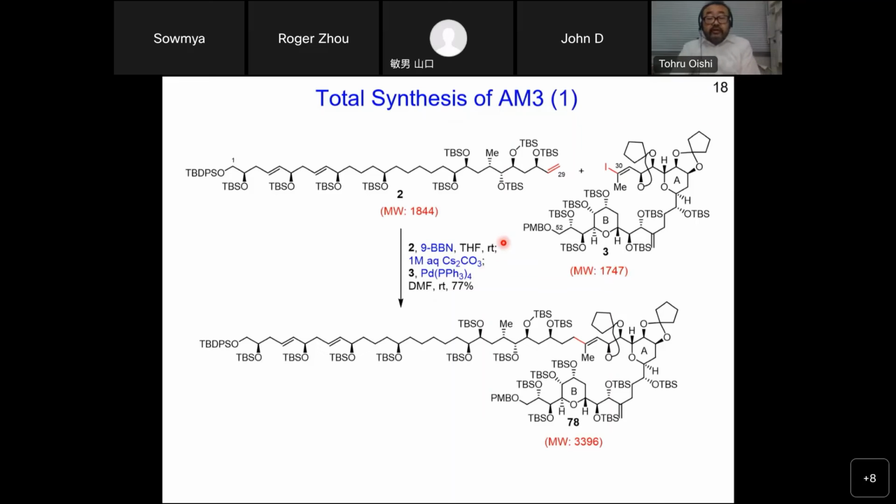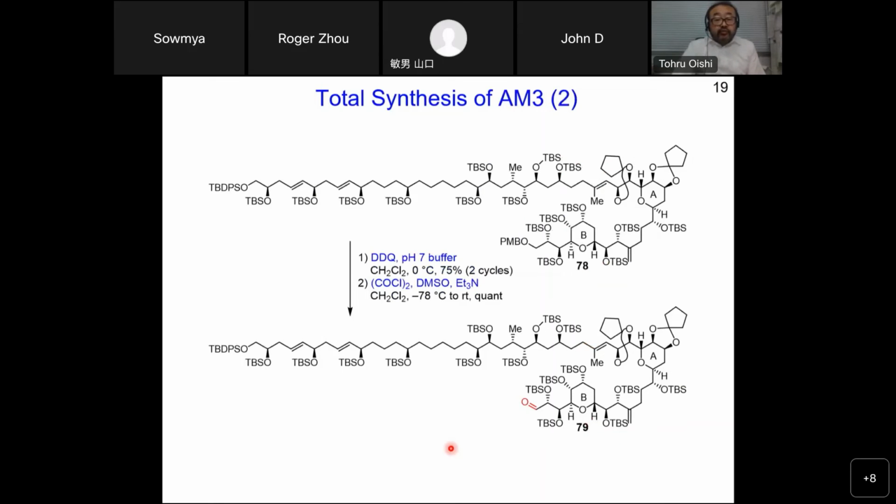The coupling is very powerful. So the large components, with molecular weight exceeding around 2,000, can be combined to give the product with molecular weight over 3,000 very nicely. Then the PMB group was removed, and the resulting alcohol was oxidized to give aldehyde.